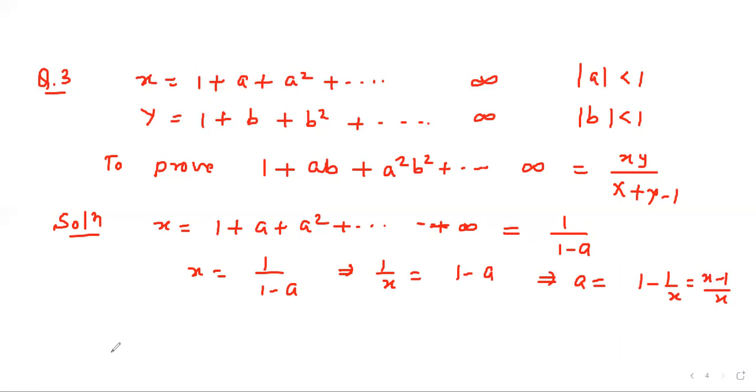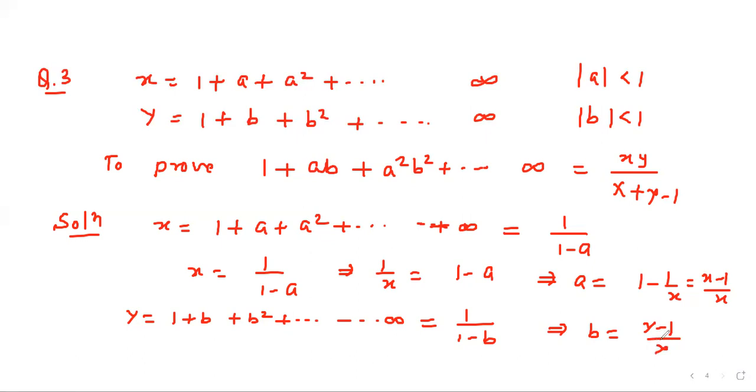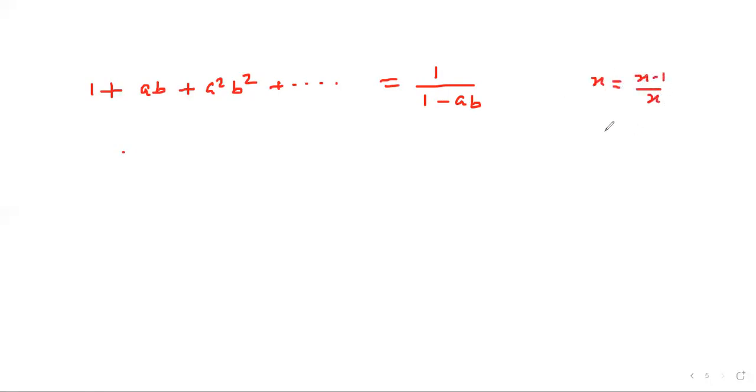Similarly, y equal to 1 plus b plus b square plus dot dot dot to infinity will give 1 upon 1 minus b, which will give b equal to y minus 1 divided by y. Now, let's consider 1 plus ab plus a square b square, and we put these values. 1 plus ab plus a square b square till infinity will give 1 upon 1 minus ab, the sum up to infinity. So we put the values of a and b. So a is equal to x minus 1 upon x, and b equal to y minus 1 upon y.